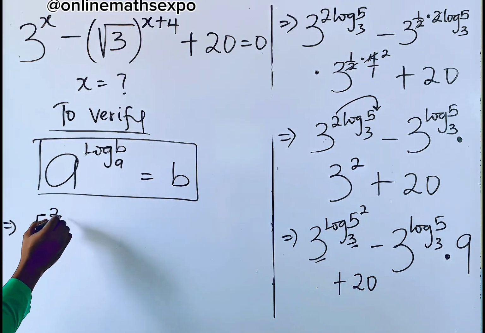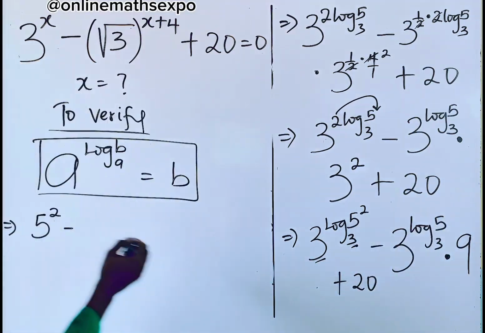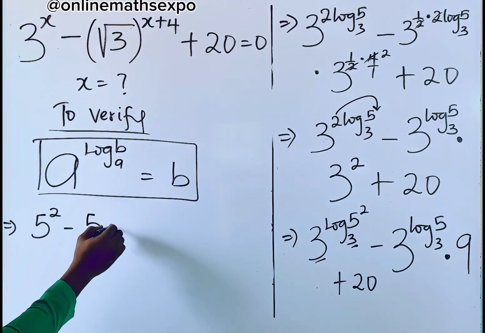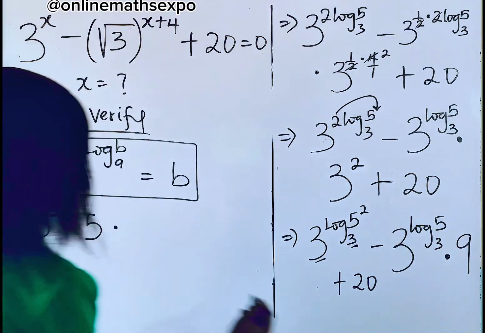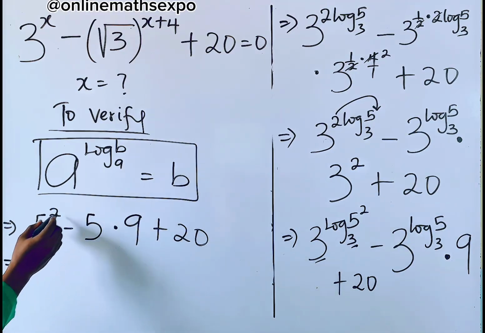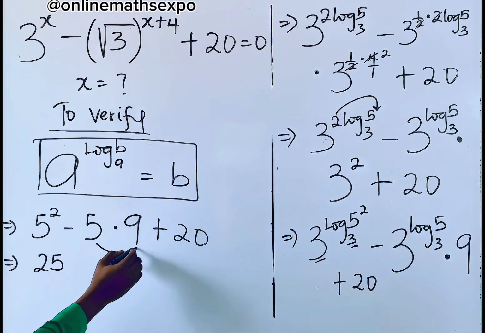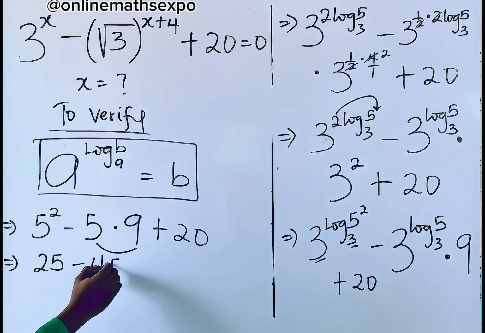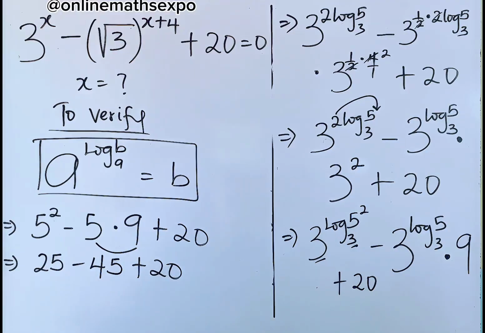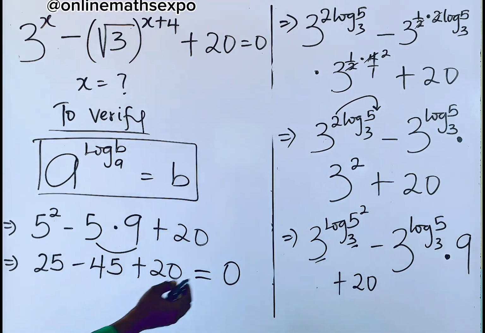Okay, so we have 5 squared minus, you see that this and this are the same, so we're going to have 5, and it's multiplied by 9. Plus 20. So 5 squared is 5 times 5 to give us 25. And when you multiply this, it gives you negative 45, add 20. If you simplify, this will give us negative 20 add 20 is equal to 0. And that is what we have at the right side.